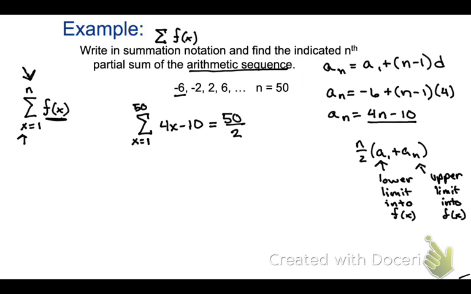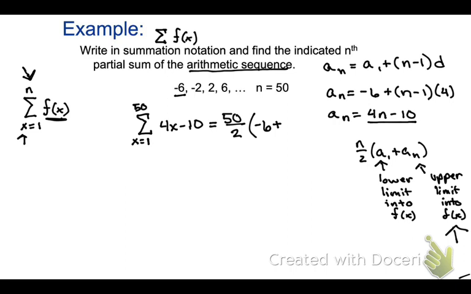Okay, so what's a sub 1 then? Negative 6. And it's obviously going to be positive, right? Now, what's a sub n? How am I going to figure it out? I thought it was 50. No, n is 50. What did I just say right here?